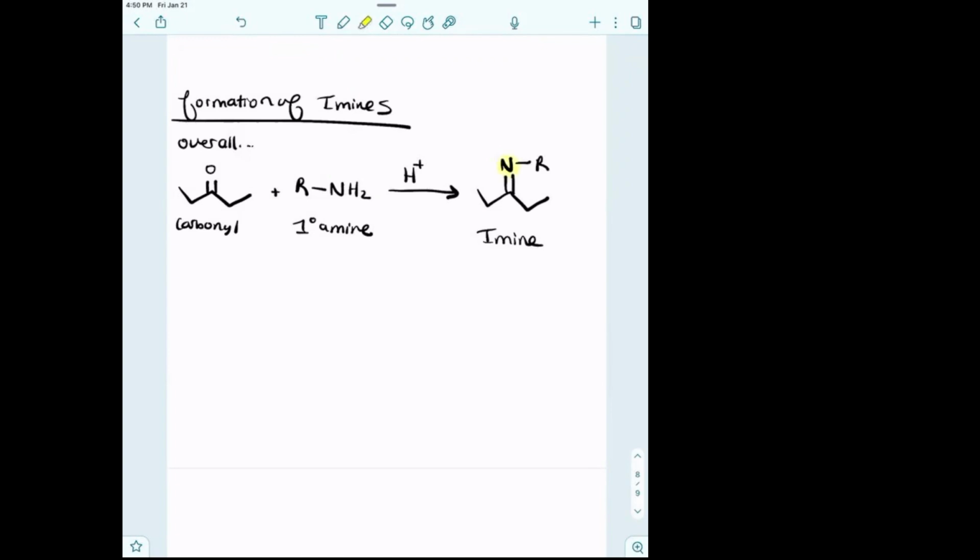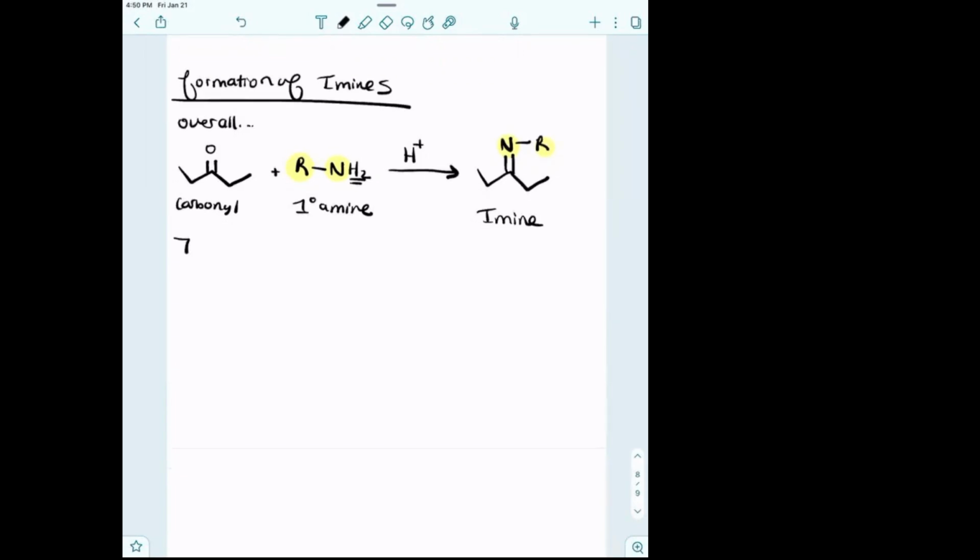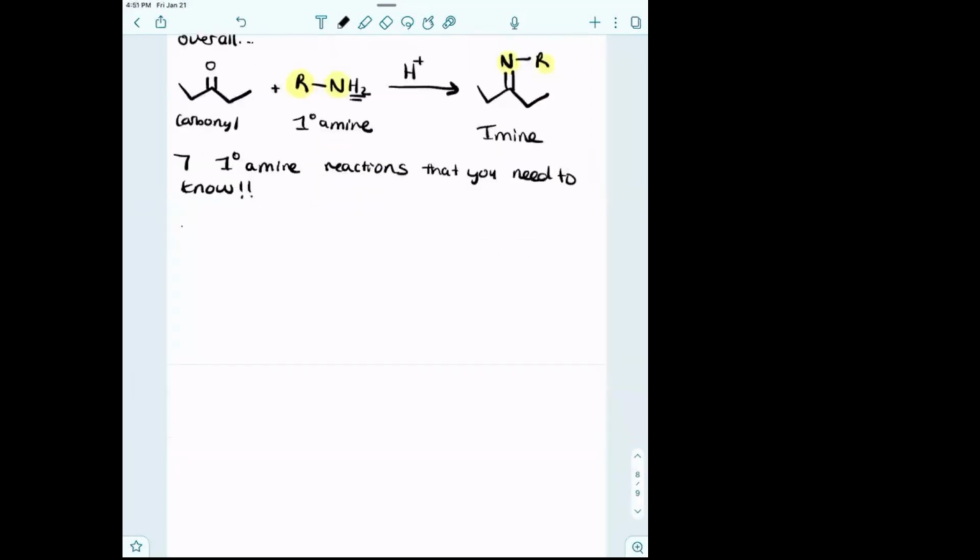So basically, this nitrogen and this R group are going to tag along for the ride, and you're going to lose these two hydrogens. Okay? So there are 7 primary amine reactions that you need to know. Let's start with the first one.